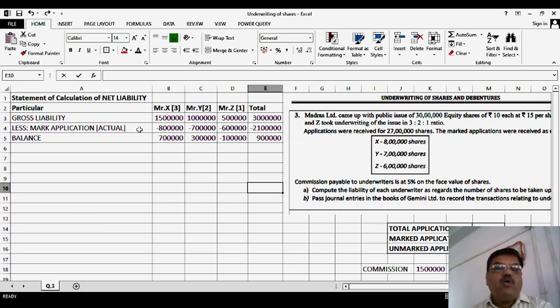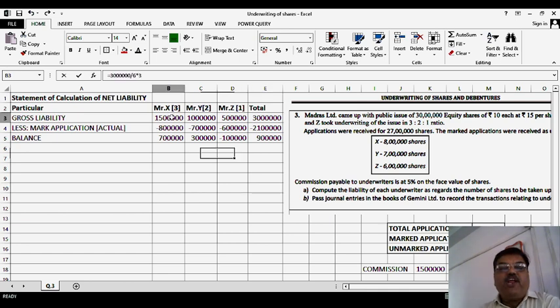So now the liability has been reduced. Mr. X's liability is reduced from 15 lakh to 7 lakh. Why? Because of marked shares. And marked shares mean what? The efforts taken by Mr. X, Mr. Y, and Mr. Z to sell off that share application.